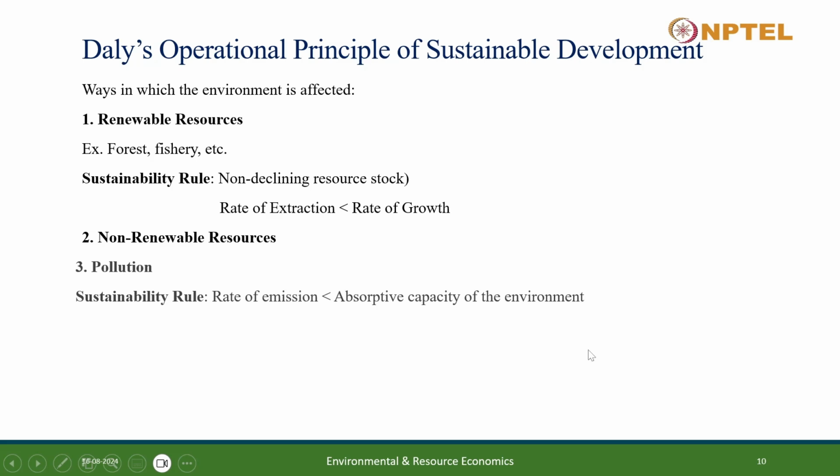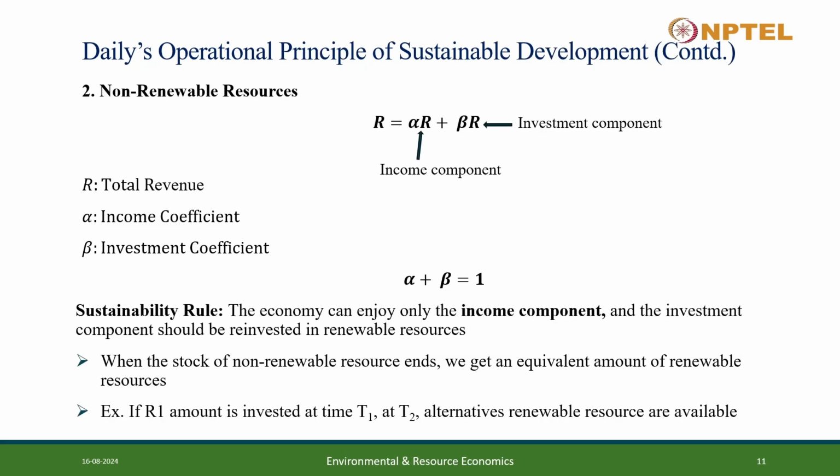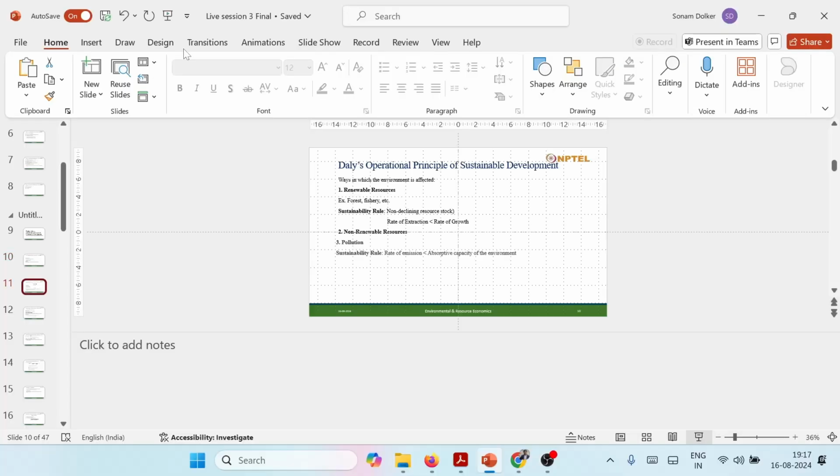for renewable resources and pollution, we know what the optimal development path should be, so that we move on the sustainable path. However, for non-renewable resources, he stated that the total revenue has two components, that is the income component and the investment component. The sustainable rule here is that the economy can enjoy only the income component, and the investment component should be reinvested in renewable resources. So that is what Daly had mentioned.